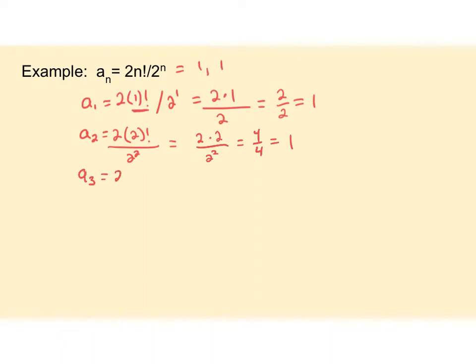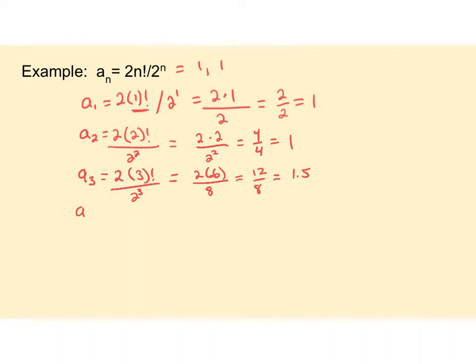The third term is going to be 2 times 3 factorial over 2 to the third power. Well, remember, 3 factorial is 3 times 2 times 1, so that would be 6. So that's 2 times 6 over 2 to the third, which is 8. So that would be 12 over 8, which is equal to 1.5.